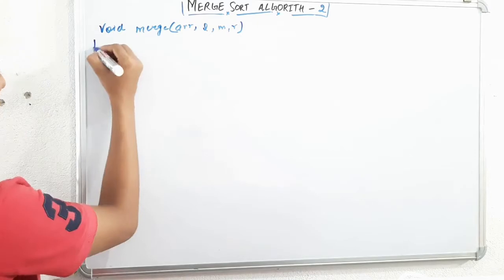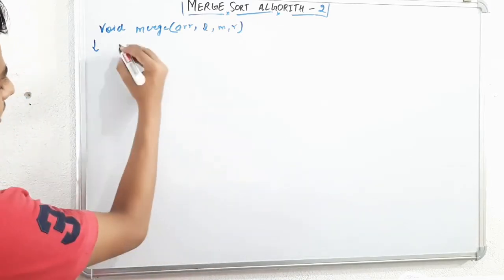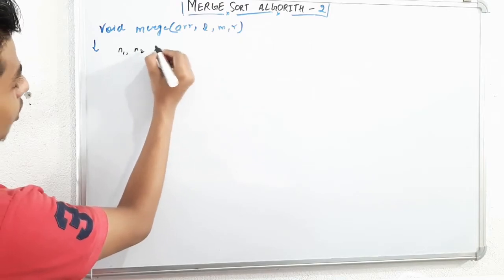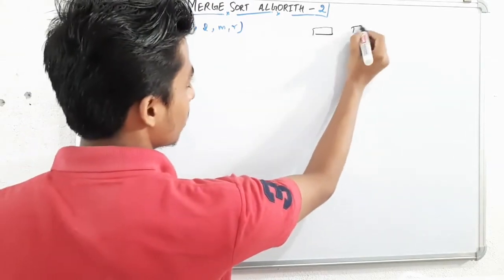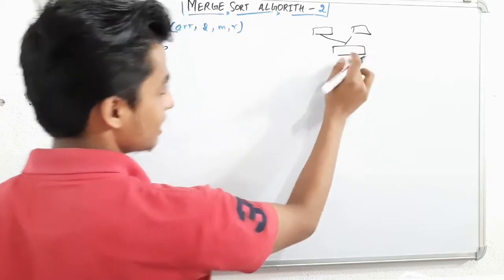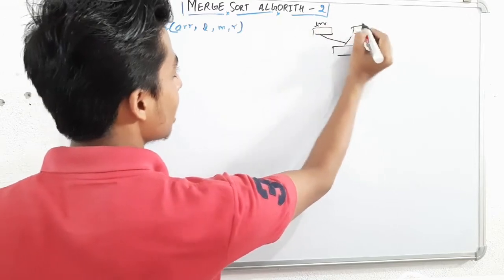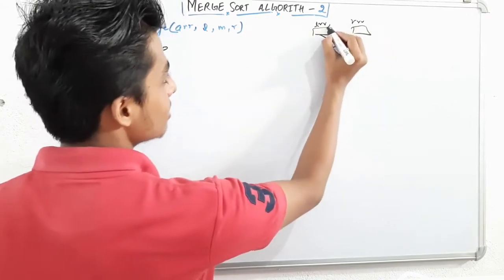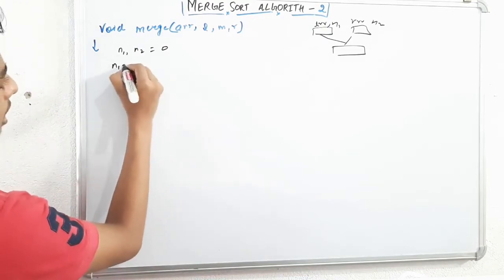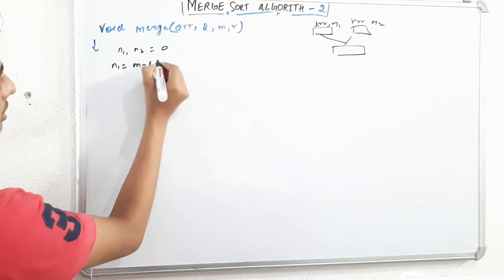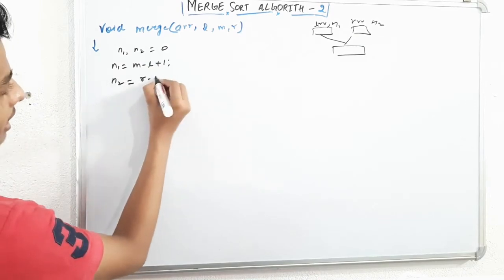Inside that, what I am going to do is first define n1 and n2. So what are n1 and n2? n1 and n2 are the sizes of these two arrays which we need to merge. This array will be called LRR, and this will be called RRR, and the size will be n1 and the size will be n2. So n1 will be m minus l plus 1. n2 will be r minus m.